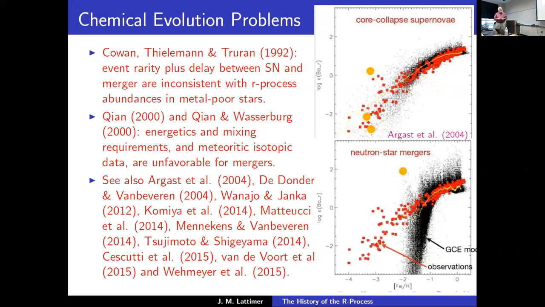Shen and Wasserburg collected a number of lesser arguments against mergers involving energetics and mixing, and also knowledge of specific isotopic abundances in meteorites from R-process elements that suggested that they were incompatible with the merger hypothesis. And even up till 2015, there were many galactic chemical evolution models that emphasized the extreme difficulties of making neutron star mergers work in these kinds of galactic chemical evolution models.